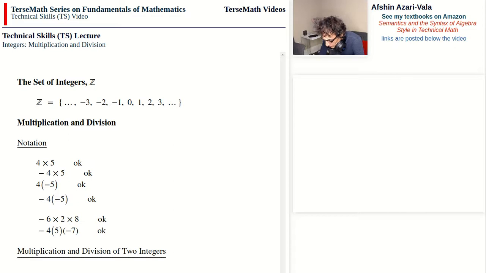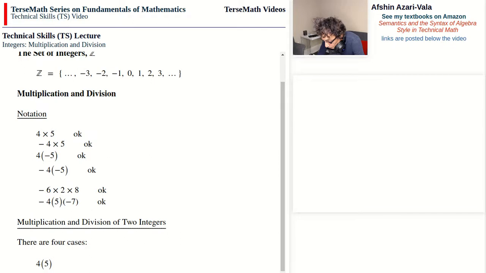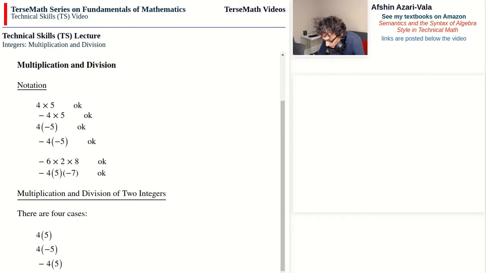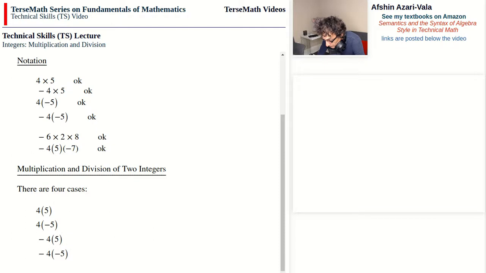Okay, multiplication and division. We take a couple of cases. One is when we multiply or divide two integers, and there are 4 cases. Both are positive, so we have positive times positive. We have positive times negative, negative times positive, and negative times negative.